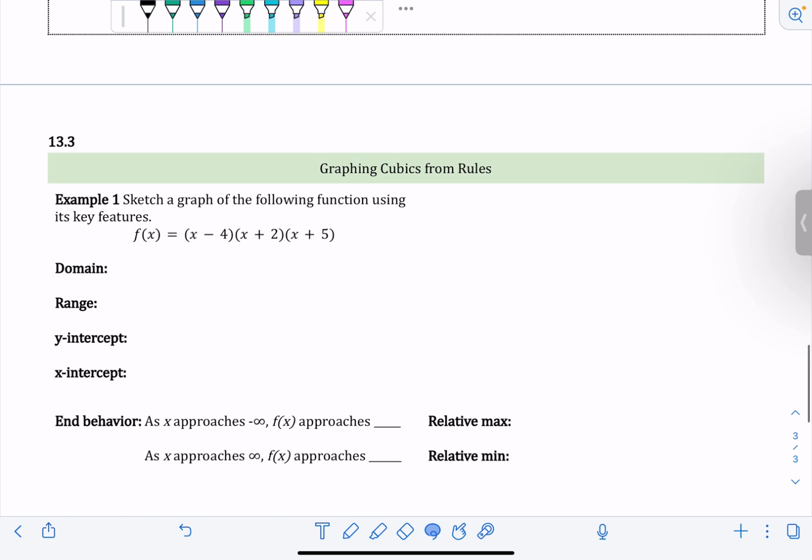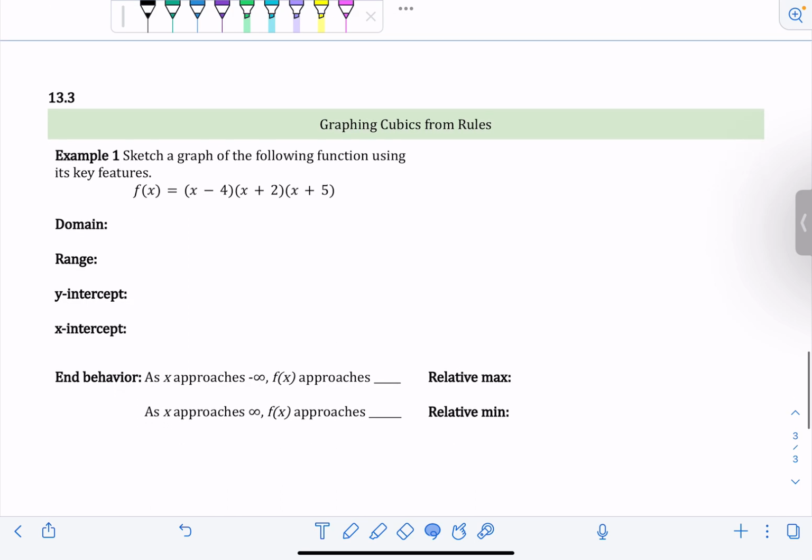Okay, so graphing cubics from rules, we're just going to use all of the key features. So example 1, and this is the last example, is sketch a graph of the following function using its key features. It's f of x equals x minus 4 times x plus 2 times x plus 5. We used this as our very first example in 13.1. Not going to redo that work, just going to take the stuff from up above.